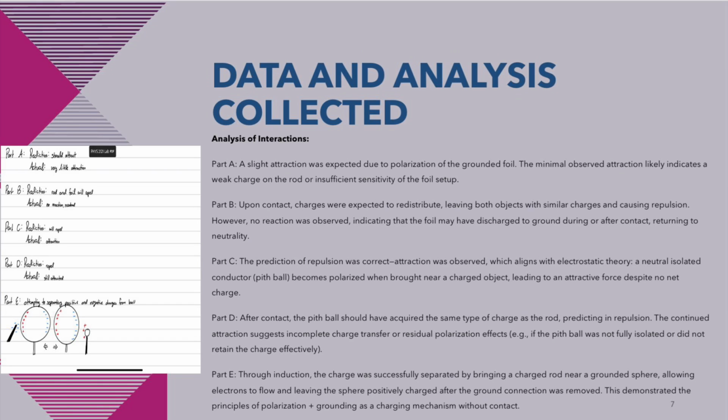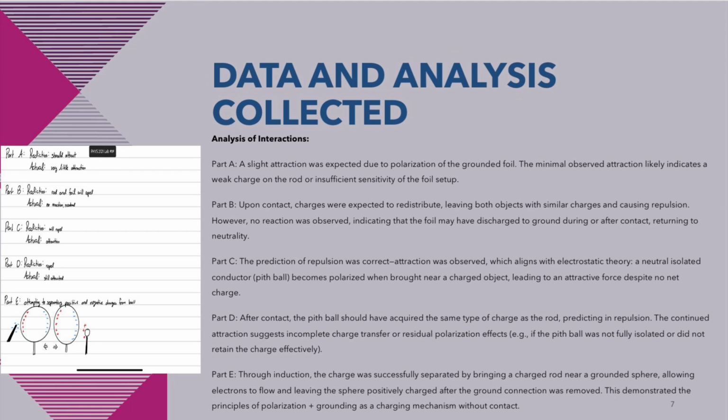In part E, we successfully demonstrated charging by induction using polarization and grounding. With two metal spheres, we began by bringing a positively charged acrylic rod close to the two spheres while they were in contact with each other. The positively charged rod caused electrons within the two spheres to redistribute. Electrons were attracted towards the sphere close to the rod, leaving the far sphere with an overall deficiency of electrons, positively charged. This created a clear polarization between the two spheres.